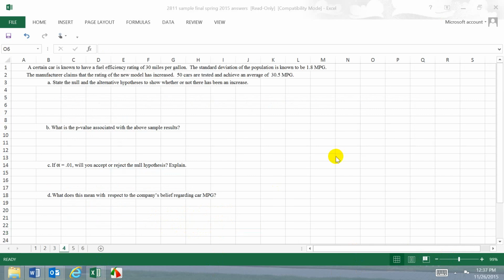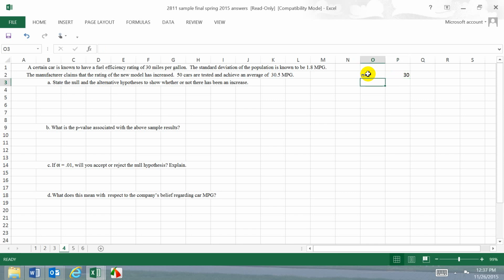Question 4. A certain car is known to have fuel efficiency of 30 miles per gallon. Standard deviation is known to be 1.8 miles per gallon. The manufacturer claims that the rating of the new model has increased. 50 cars are tested and achieve an average of 30.5 miles per gallon. So we know that we have n equals 30. That's the sample size.